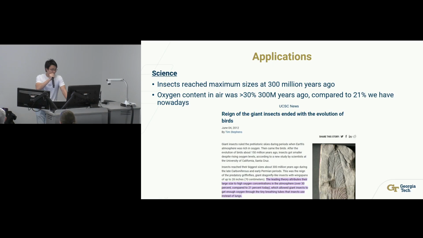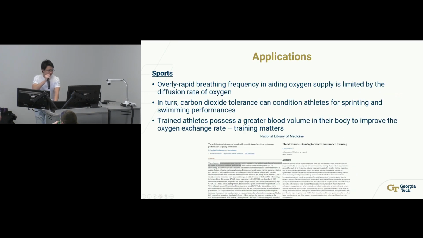And the second one would be the science that I talked about. So the insects reached maximum sizes at around 300 million years ago, and the oxygen level in the air was much higher than what we have nowadays, which is more than 30% in the air compared to the 21% that we have nowadays.